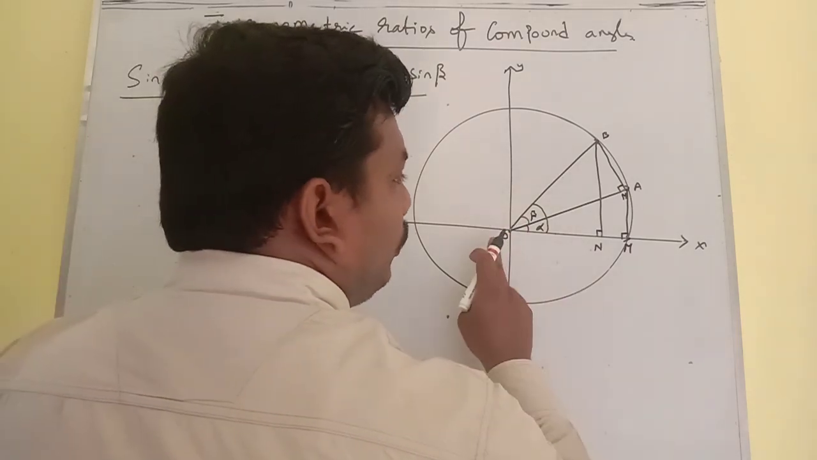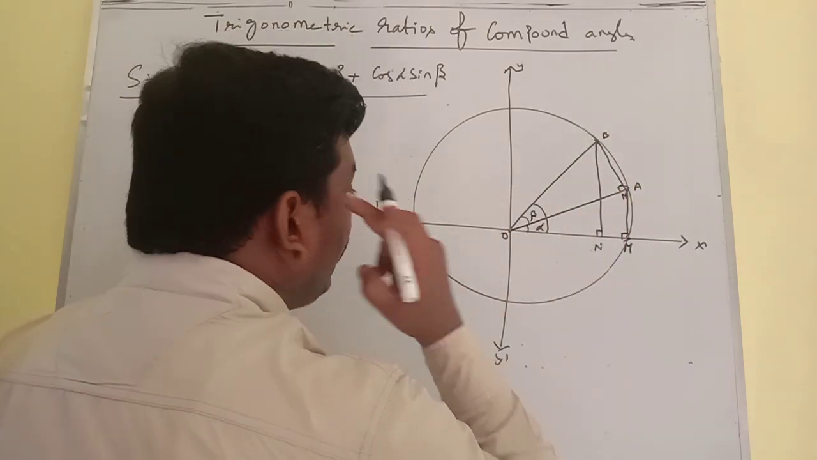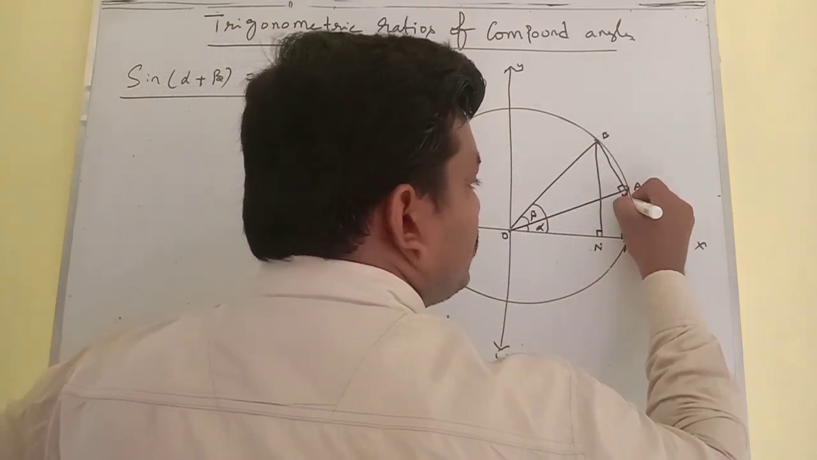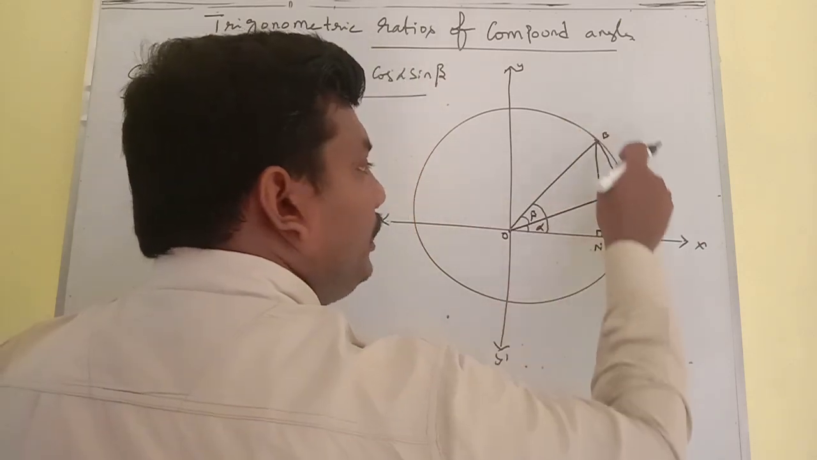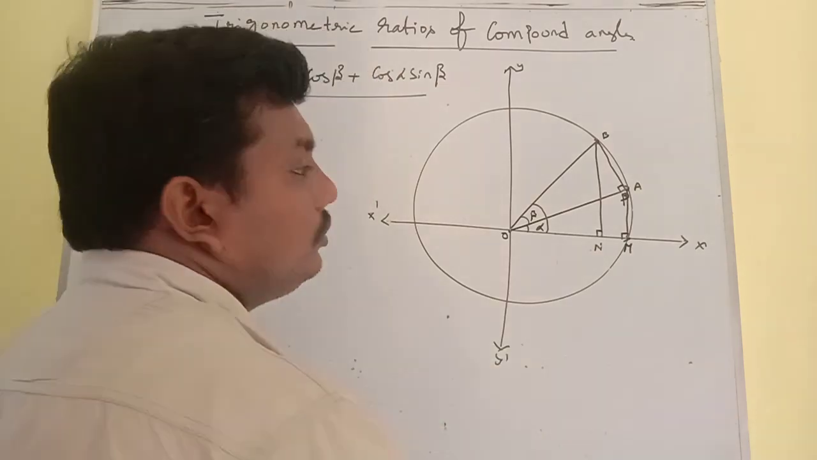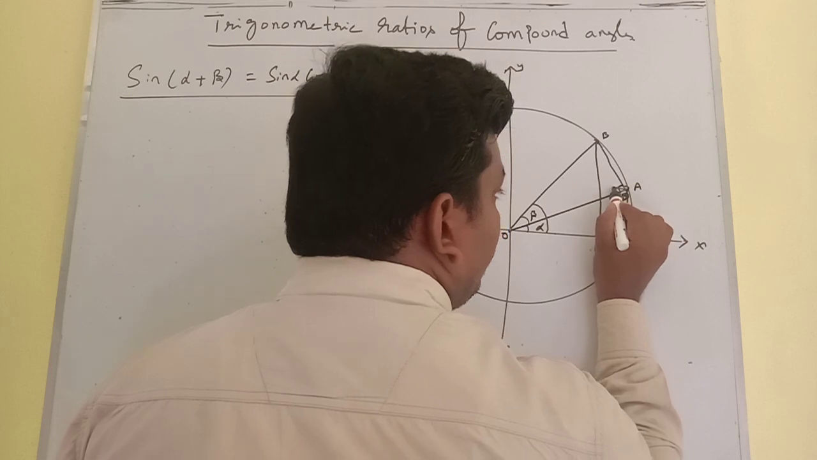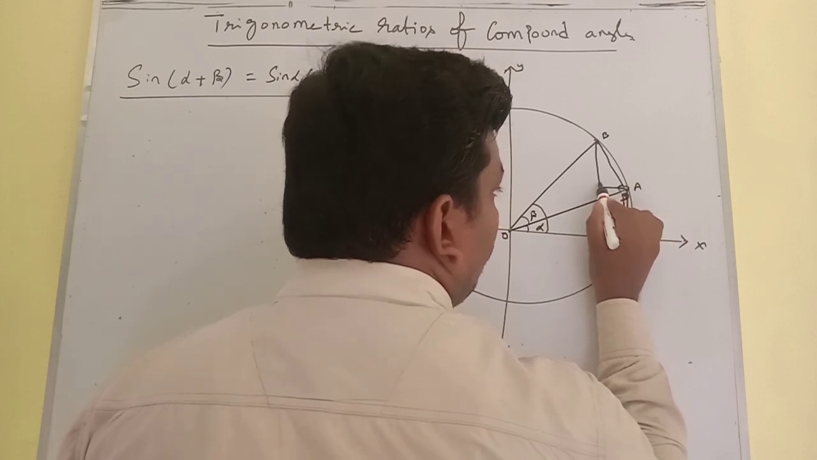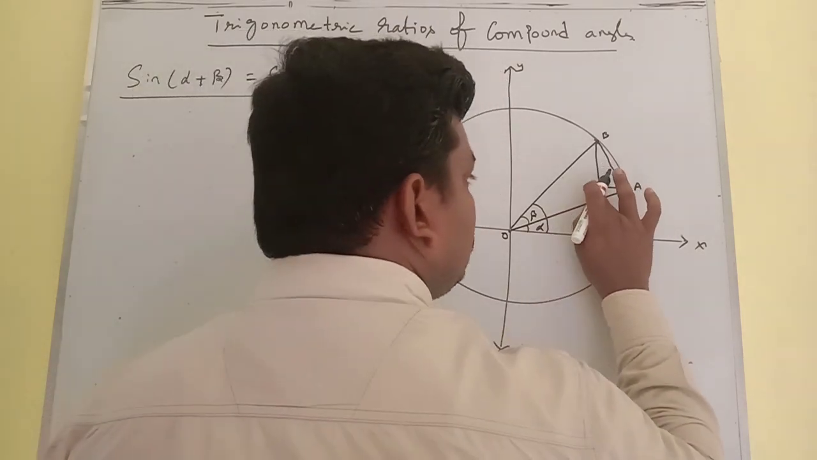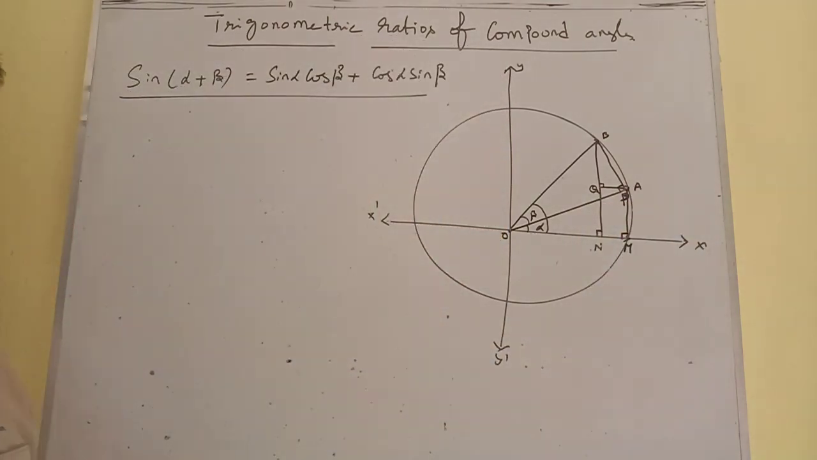One is triangle OAM, then triangle OBN, and the third is triangle OBP, where this point is considered as P. So there are three triangles existing. We have to draw one more perpendicular from point P to BN. This can be called Q. This is the diagram.